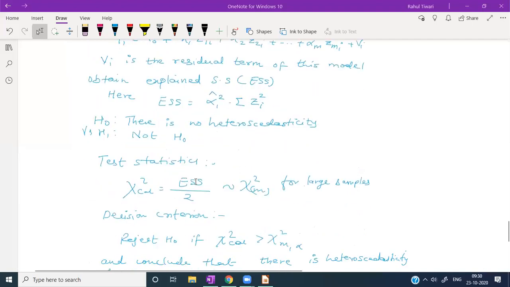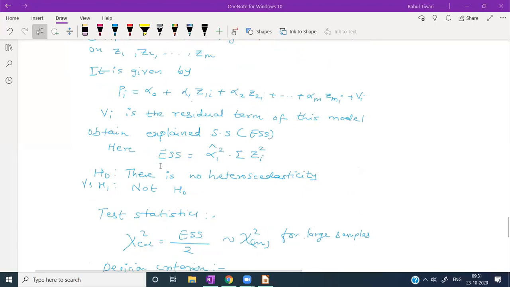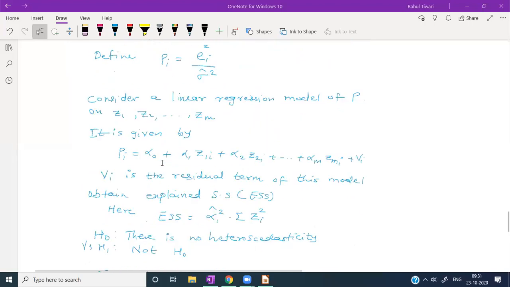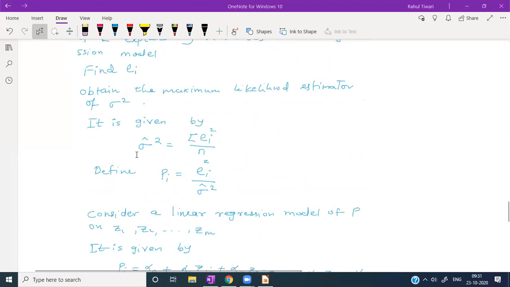It is something like ESS upon 2, right? And so you need to know how to find this ESS, that is all important. When you are given the data for sigma, you need to obtain sigma hat.